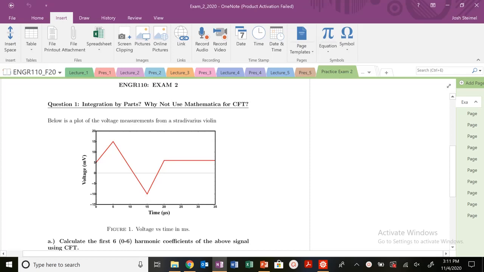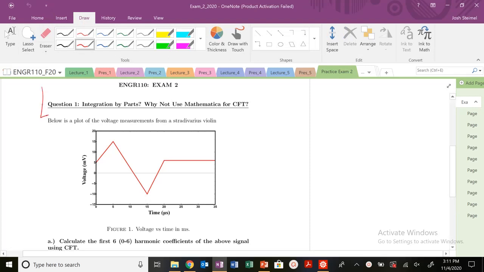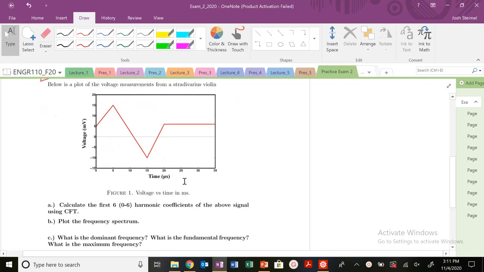Look at our first practice exam problem for exam 2. So basically integration by parts, why not use Mathematica for CFT? And we're going to do just that today. So, continuous Fourier transform problem: calculate the first 6 harmonics of the above signal using CFT, and plot the frequency spectrum.